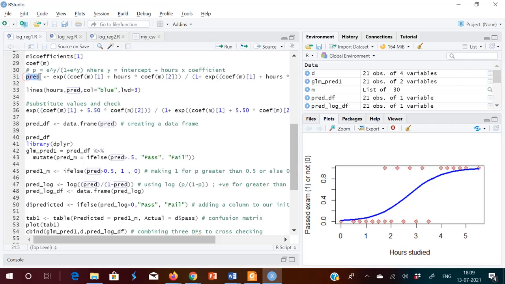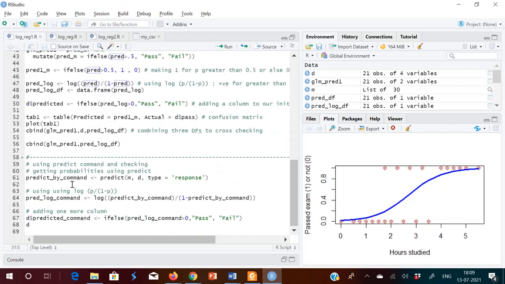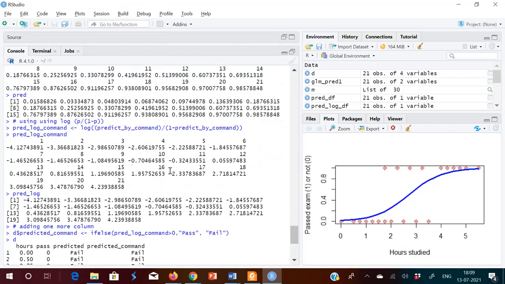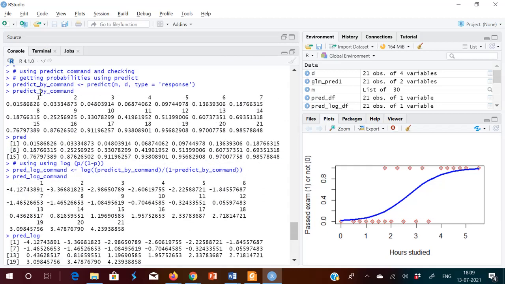You are getting the same value in PRED and predict by command, both same values. I showed here predict by command and PRED both have same values.